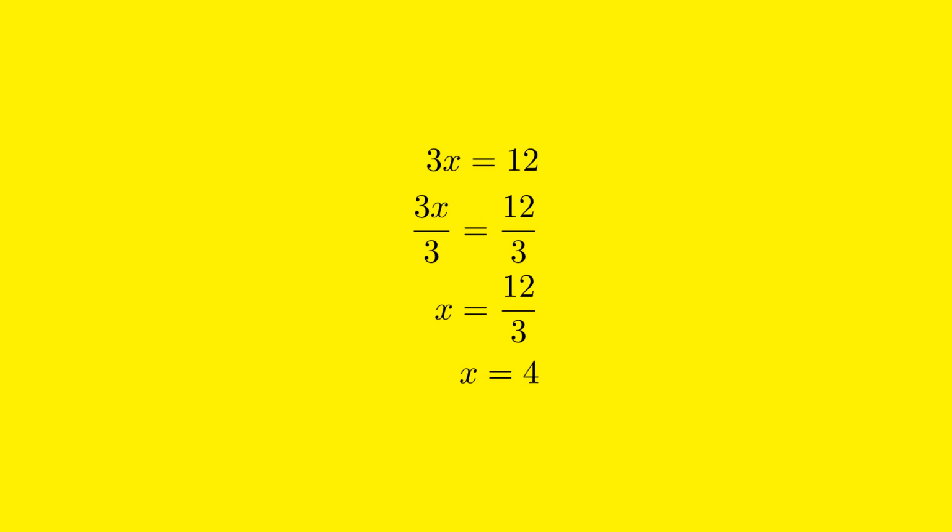Let's rewrite the equation as 3x divided by 3 equals 12 divided by 3. This simplifies to x equals 12 divided by 3, which can be further simplified. 12 divided by 3 equals 4. So we now have x equals 4. This means that the value of x, which makes the original equation true, is 4. This concludes step 2 and solves the problem.